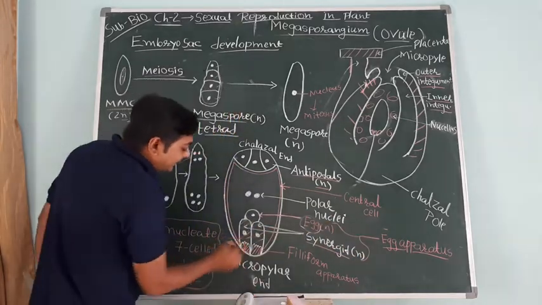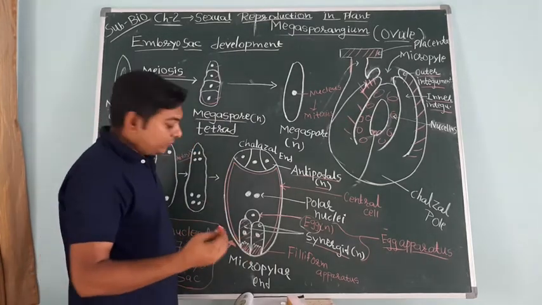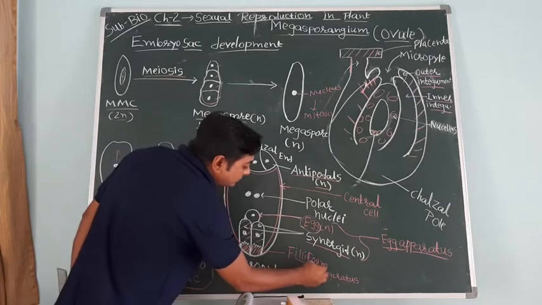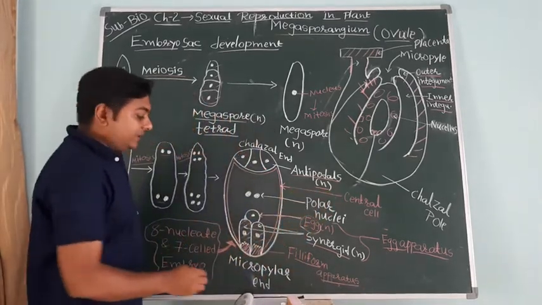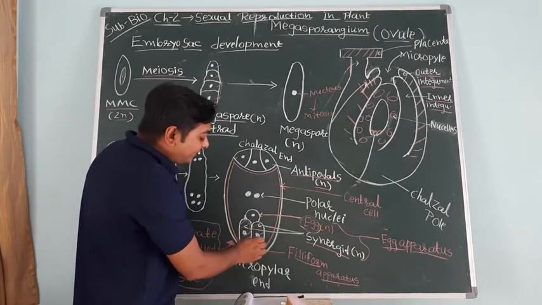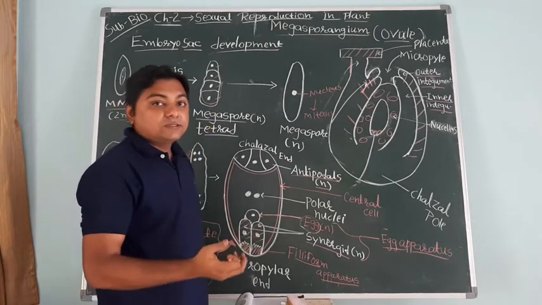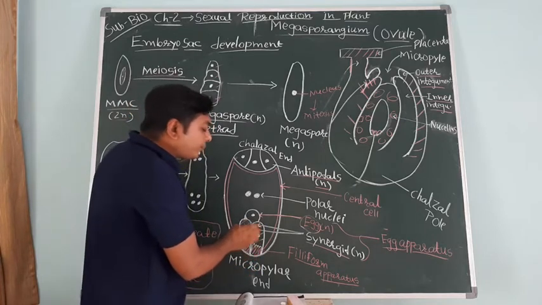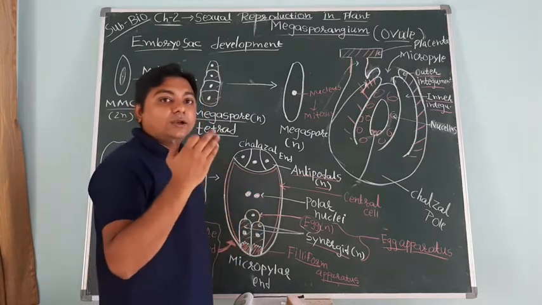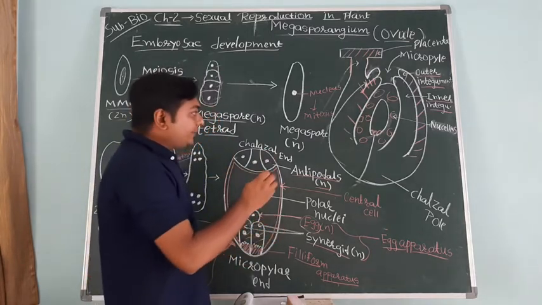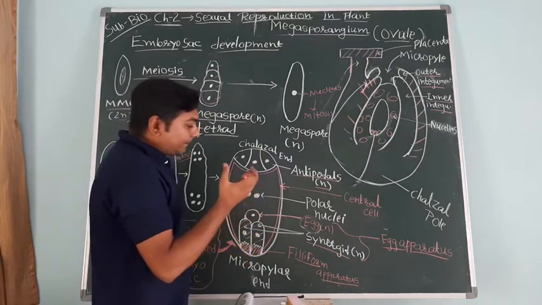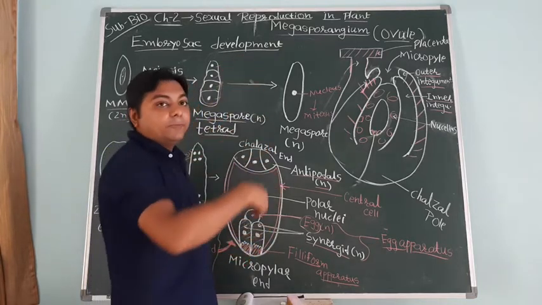In the synergids there is a cellular thickening, you can see here in the diagram. This cellular thickening is called the filiform apparatus, and it has a special function. What is the function of the filiform apparatus? It guides the pollen tube into the embryo sac. When pollen germination starts, the pollen tube is guided by the filiform apparatus into the megasporangium.